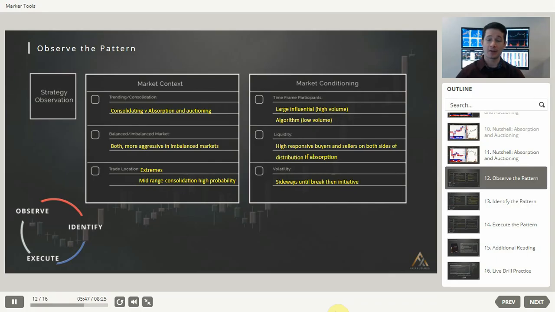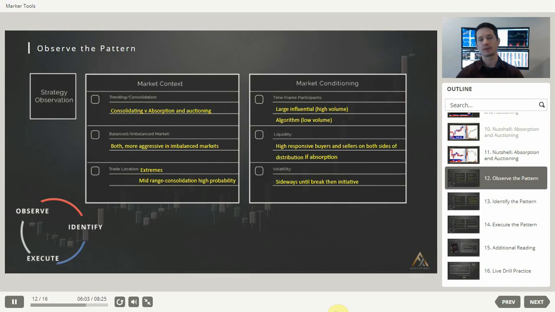However, by the very nature of it being mid-ranged, the market tends to be quite well balanced. Therefore, it's imperative to note the volumes trading through, as you could well be observing a consolidation period rather than absorption and auctioning. So do just bear that in mind.